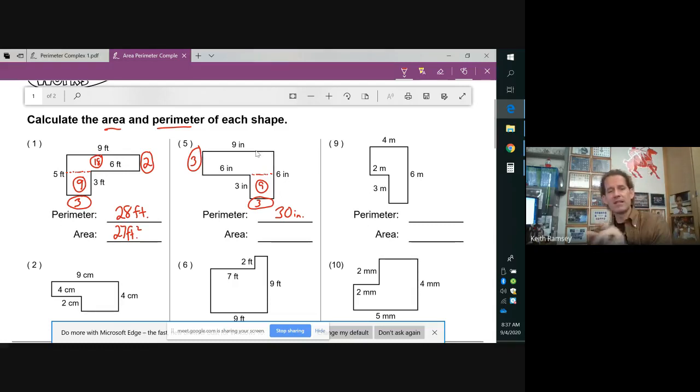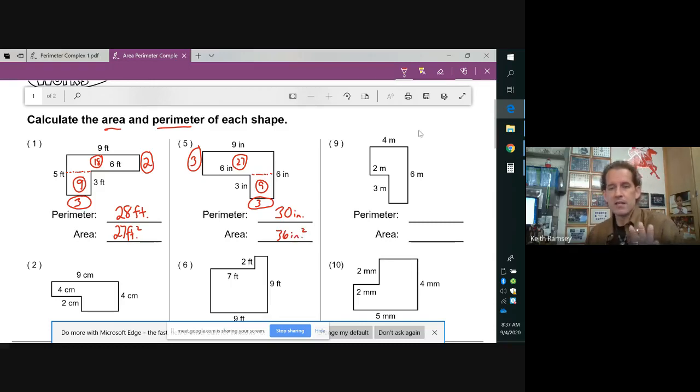I'm not going to multiply 9 by 6, because if I do that, I'm counting this portion twice, and you don't want to do that. So 9 by 3, I know, is 27. And then I take these two products and I combine them. So 27 plus 9 is 36 square inches.